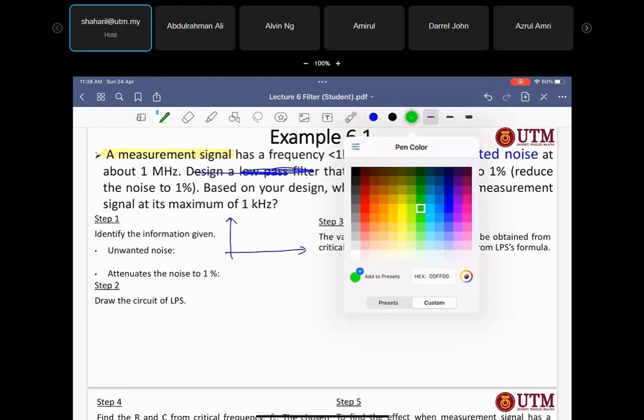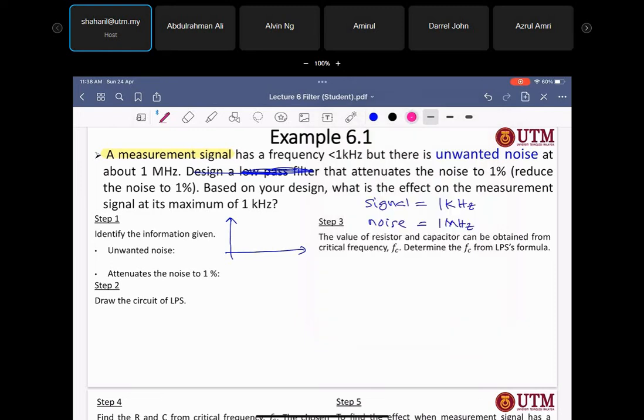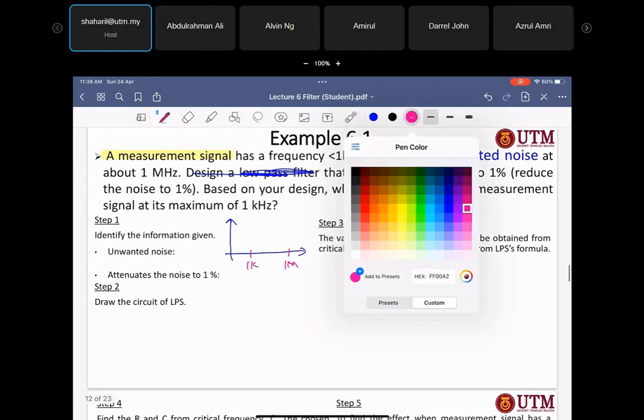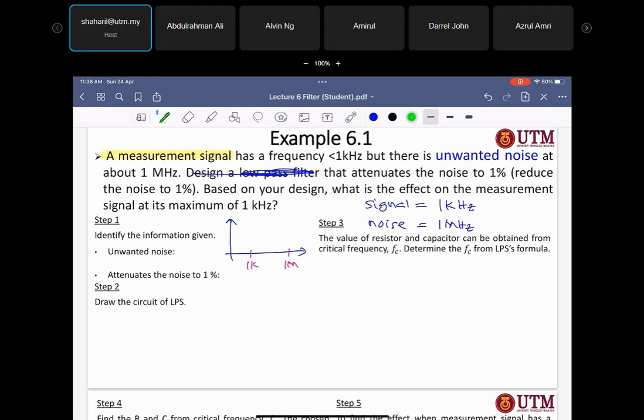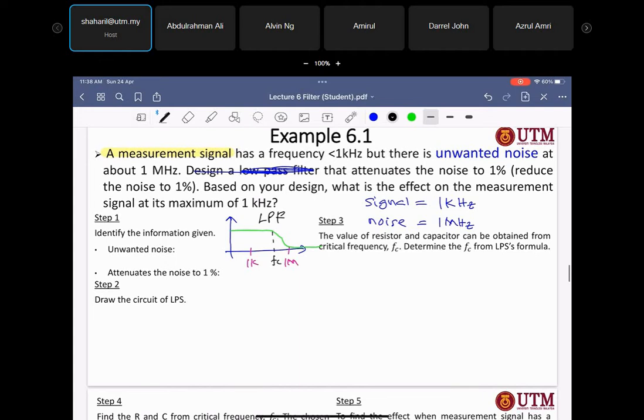If we look into this graph, your signal is at 1K here, and your noise is at 1 mega. So I allow 1K first, and after that I will block. The graph will be like this. That means your critical frequency is in between, FC here. So this is the low pass filter. That is the concept. Let me delete this one.